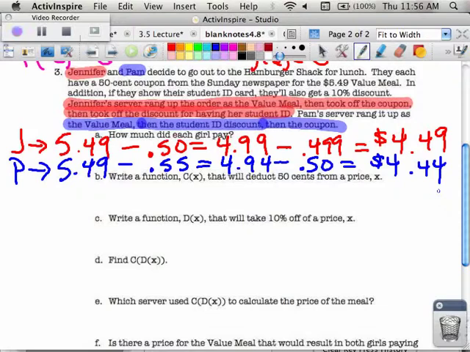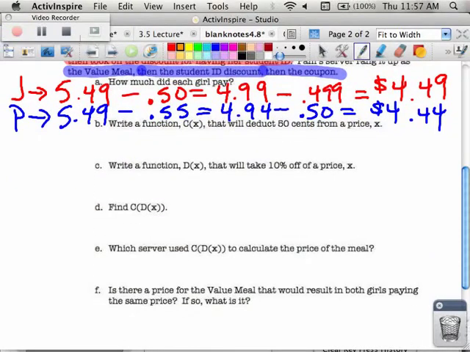Now, what I'm going to do is I'm going to stop there. So in the next few questions, they ask some stuff pertaining to these types of problems. In the first one, they say to write a function, and they're talking about like cost maybe, that deducts 50 cents from a price. Looks really confusing, but really all they're saying is, if you talk about this C of x thing, your price is x, and you want to take off 50 cents. So this is what they're talking about.